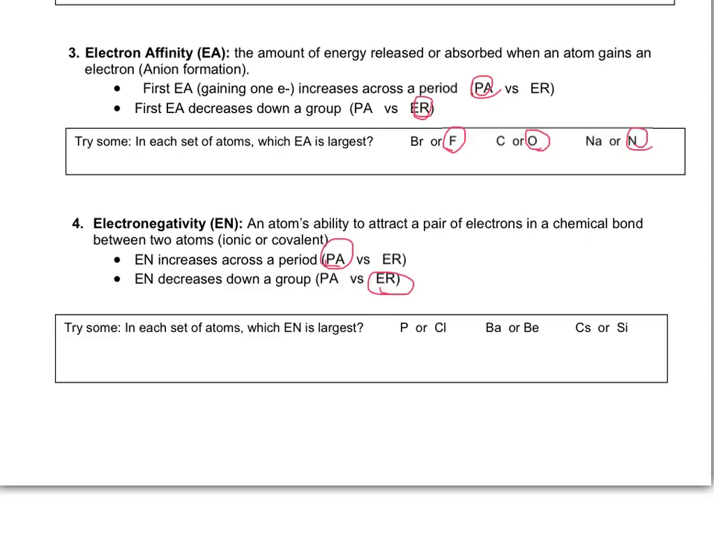Using your periodic table, determine which elements have the highest electronegativity. Because chlorine is further right, it beats out phosphorus. Beryllium is higher than barium, and silicon is both higher and to the right. Tomorrow we'll discuss how we can use electronegativity to figure out what kind of bond is between two atoms. Is it ionic or is it covalent?